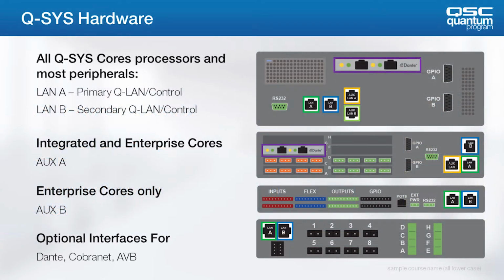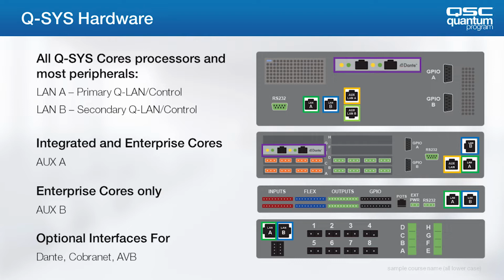To begin our journey, let's first look at the connectivity available from the perspective of hardware. All Q-SYS cores and most peripherals have LAN A, which is the primary Q-SYS connection supporting all control functionality and that creates the primary Q-LAN network, and LAN B, which is the secondary Q-SYS connection when redundant Q-LAN networking is used. It also supports all control-related features.